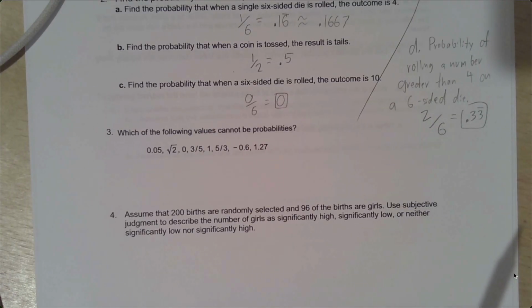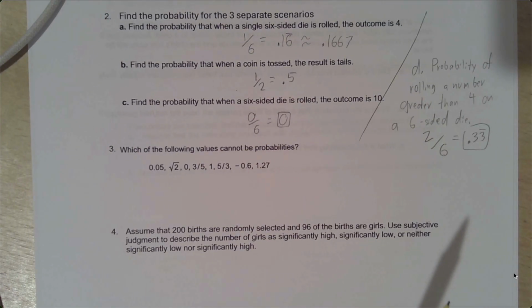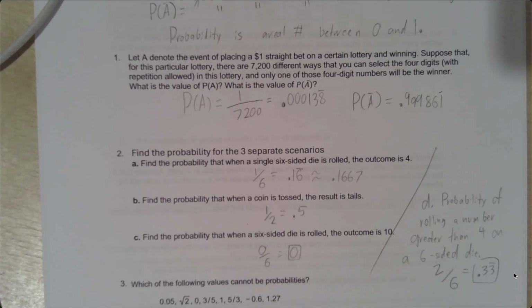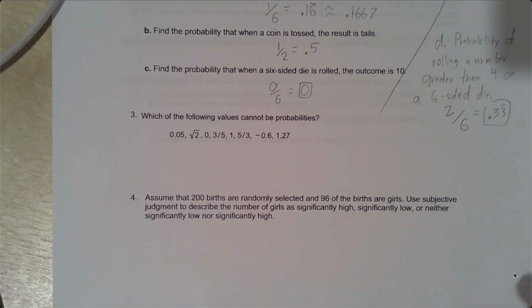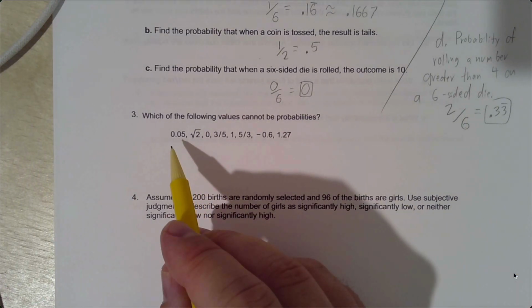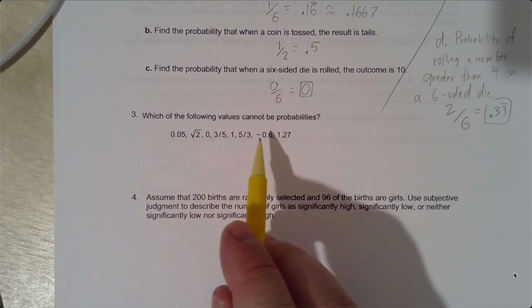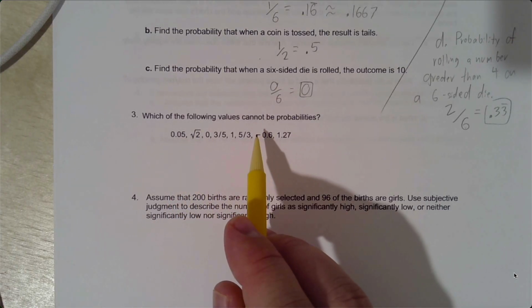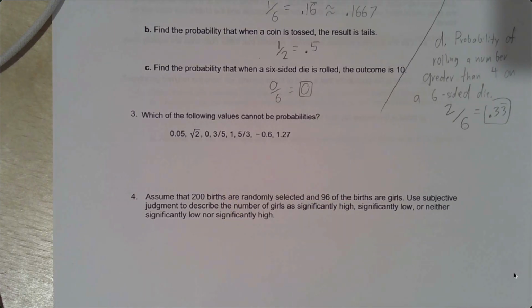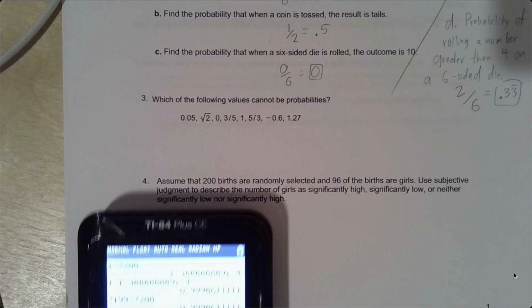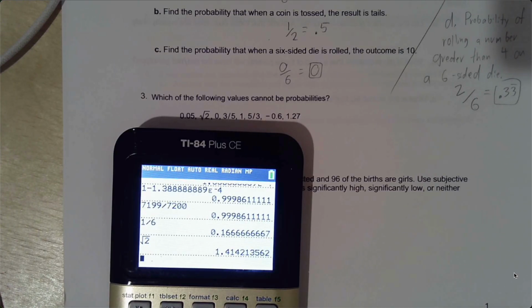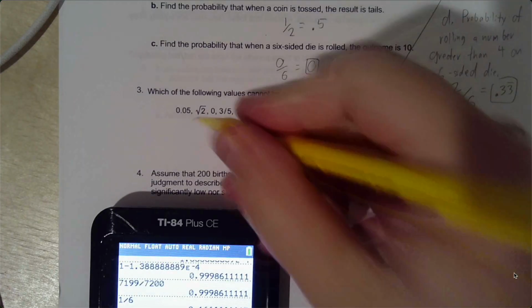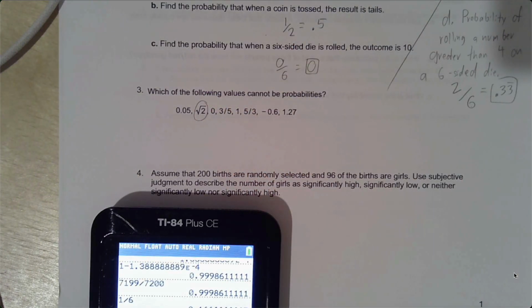All right, up next, it says which of the values cannot be probabilities. And remember up top here that we said a probability is a real number between 0 and 1. So let's look at our options. 0.05, that is between 0 and 1. And careful, we're looking for the values that cannot be probabilities. So we're going to circle the ones that can't be probabilities. Well, 0.05, that's essentially 5%. That's fine. What about the square root of 2? You might not know it, but you can type it in. That's actually greater than 1. So square root of 2 cannot be a probability because it occurs more than essentially 100% of the time.